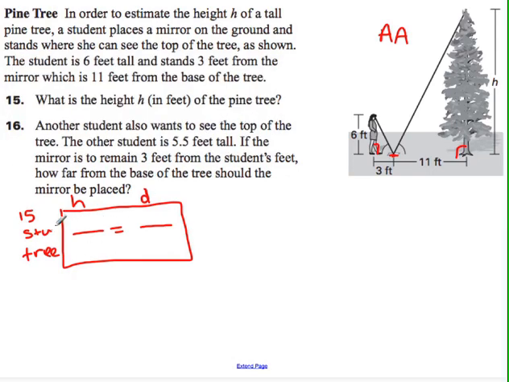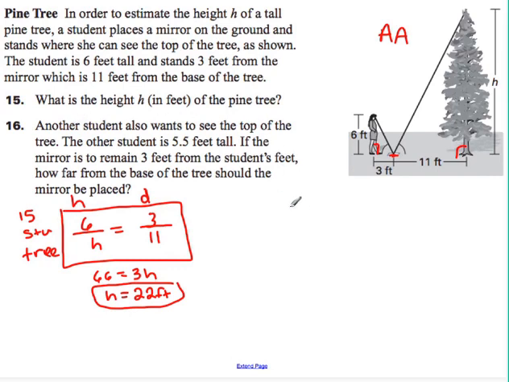So the height of the student is 6 feet. The height of the tree is h. We don't know that. The distance from the student to the mirror is 3 feet. And the distance from the tree to the mirror is 11 feet. I'll simply cross multiply. That'll give me 66 equals 3h. When I divide both sides by 3, I'll get 22 feet for the height of the tree.